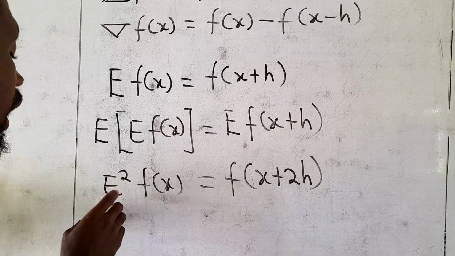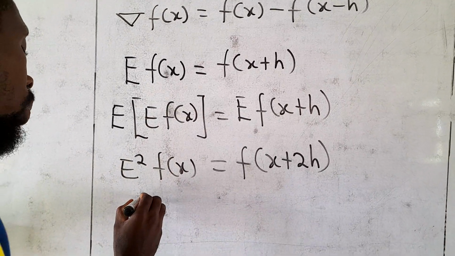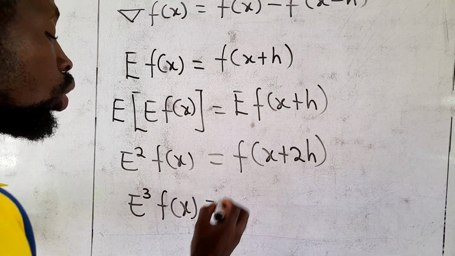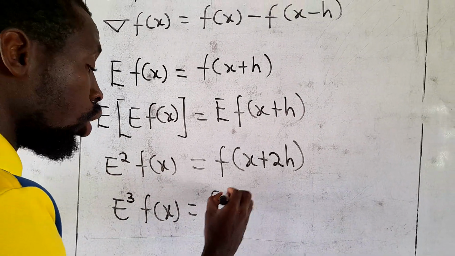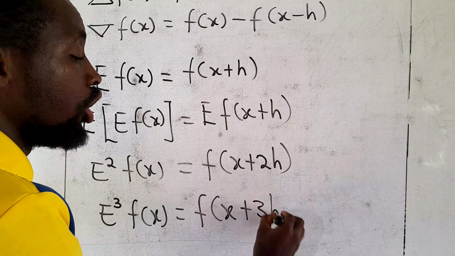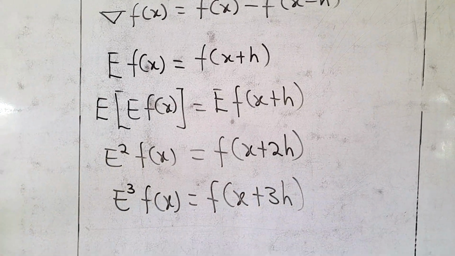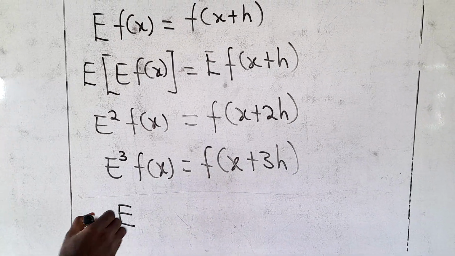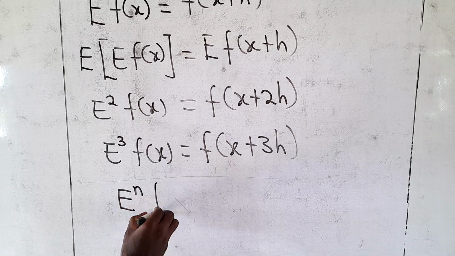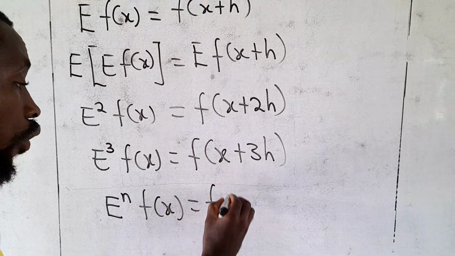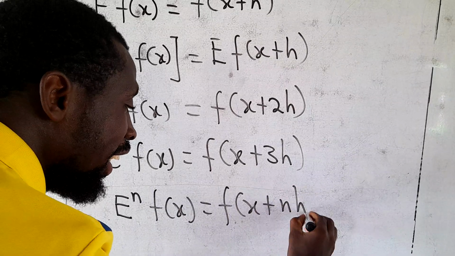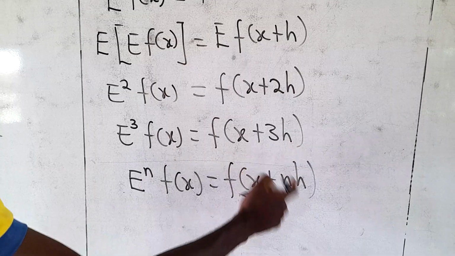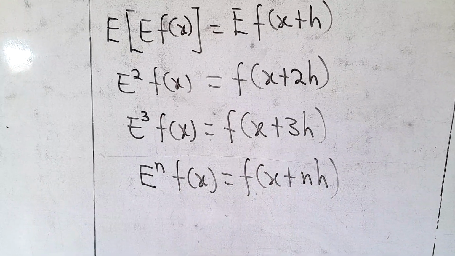So it simply means that anytime we find E exponent 3, that's the shift operator exponent 3 of a function, it will be equal to f of x plus 3h. So in that order, we can conclude that E exponent n of a function is equal to f of x plus nh. That means any place you see n here, you multiply by the h there. I hope you get it.